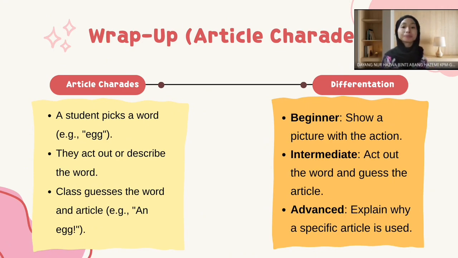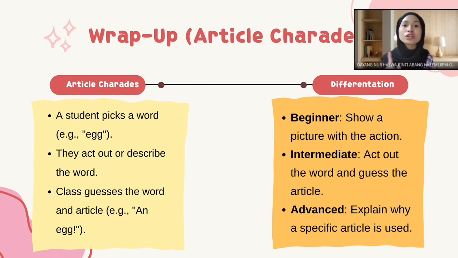For example, an egg. So through this activity, students will be able to identify the correct article based on the words provided. The differentiation here is applied for beginners when teachers show a picture with the action. So for beginner level, students will need visual aids, as in pictures of the provided words, to be able to understand the word given.